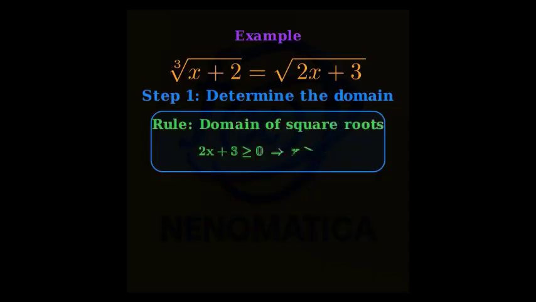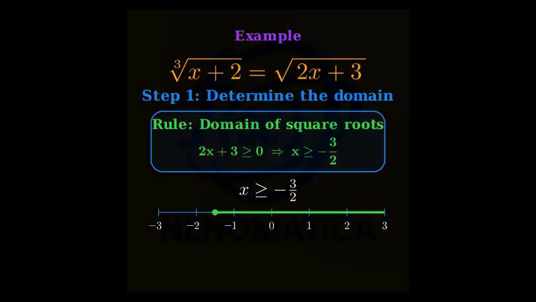The square root requires its radicand to be non-negative. So 2x plus 3 is greater than or equal to 0, which gives x greater than or equal to negative 3/2. Here is a quick number line picture of the domain, starting at negative 1.5 and extending to the right.